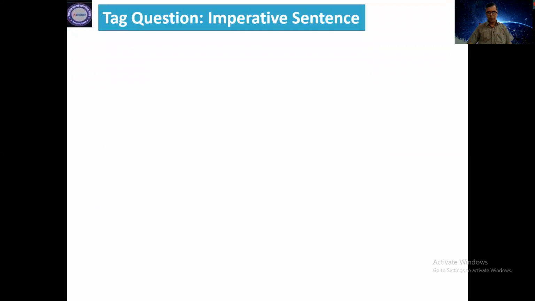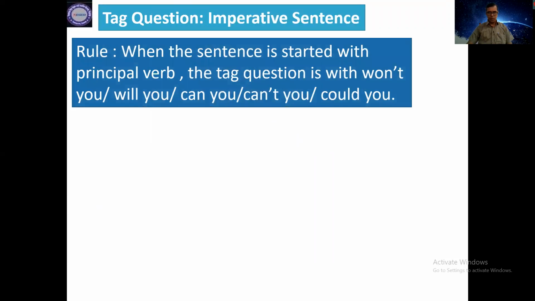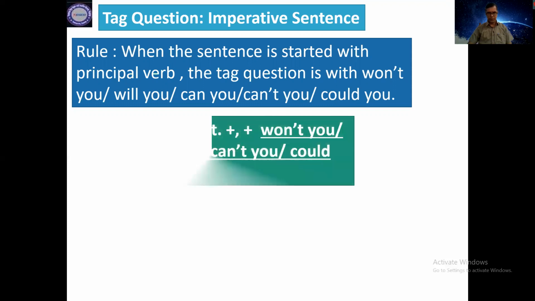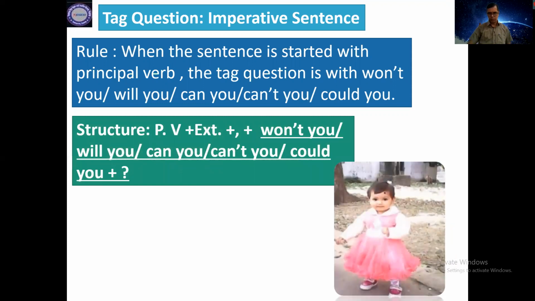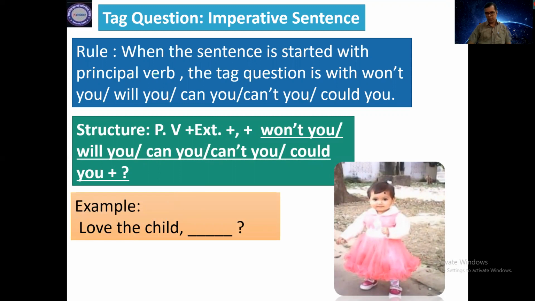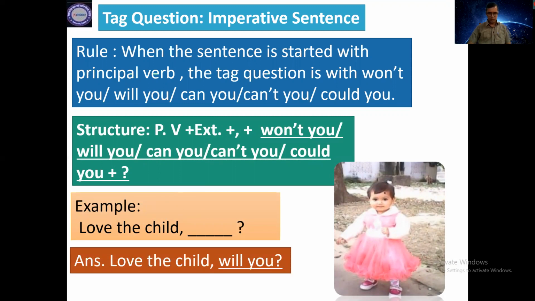Tag question: imperative sentence. Rule: when the sentence starts with a principal verb, the tag question is won't you, will you, can you, can't you, could you. Structure: principal verb plus extension plus comma plus won't you or will you, can you, can't you, could you plus question mark. Look at the picture. Love the child. Imperative sentence.